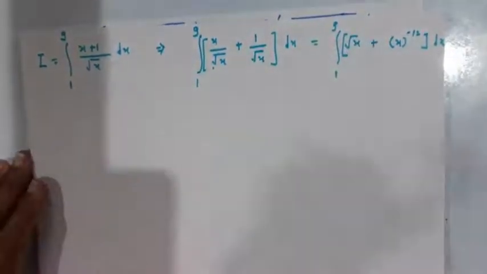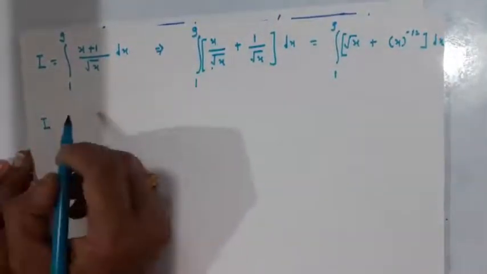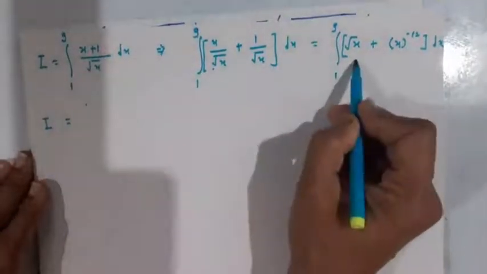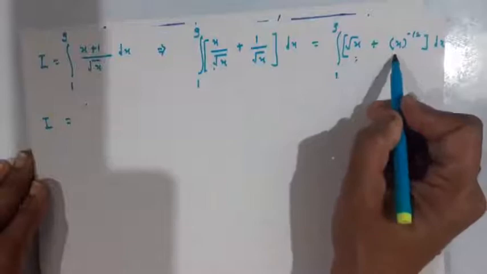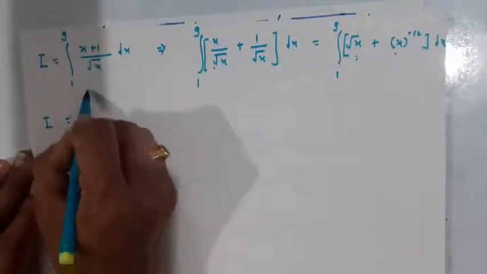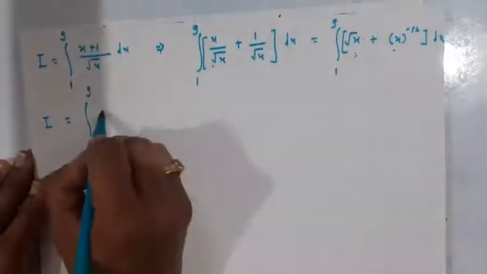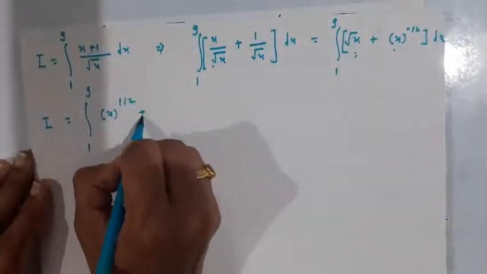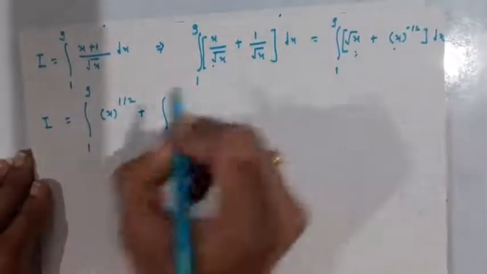Now let us solve the integration. Take the integration separately: the integration of the first term plus the integration of the second term. So the integration with limits from 1 to 9, root x meaning x to the power half, plus the integration of the second term.